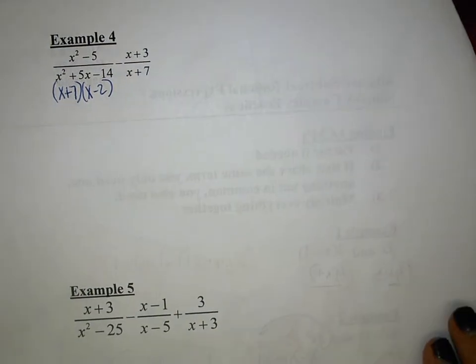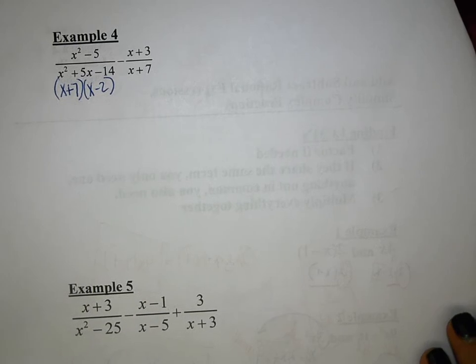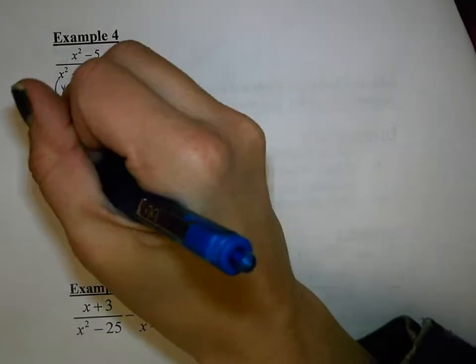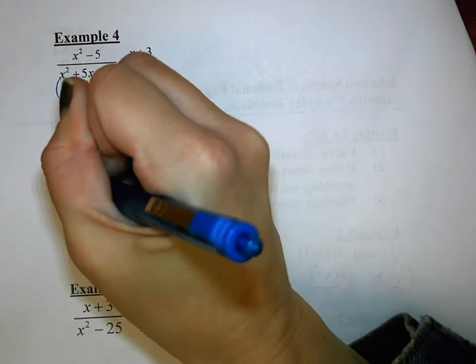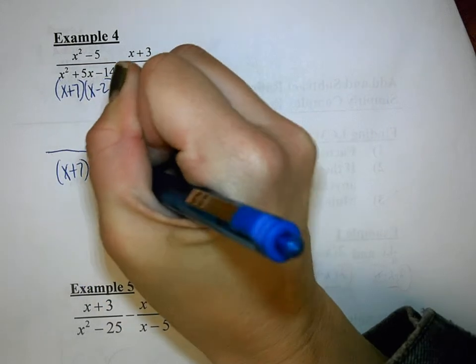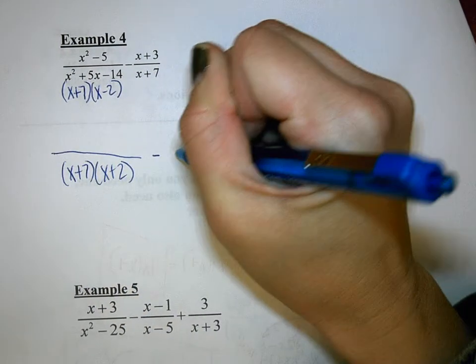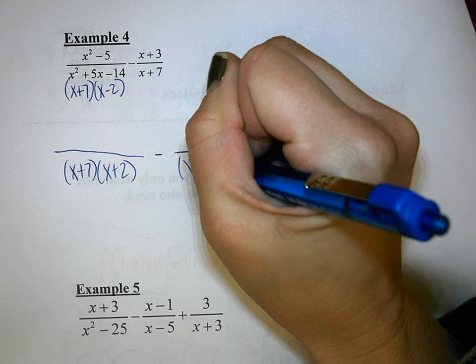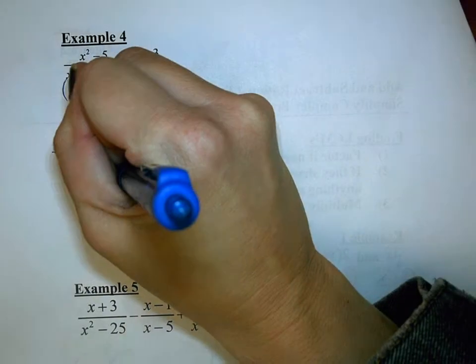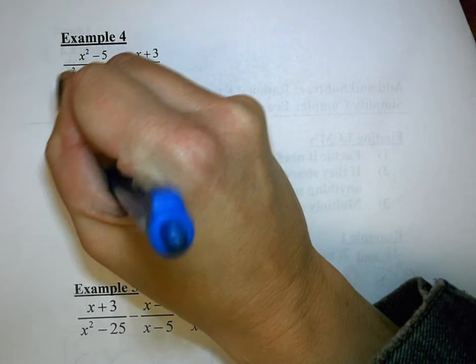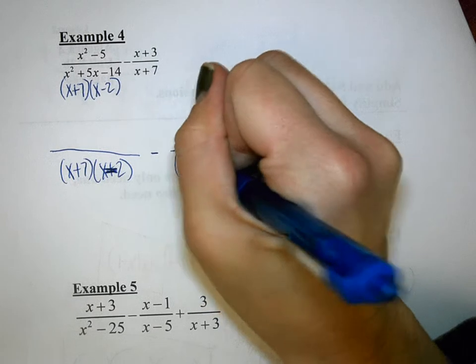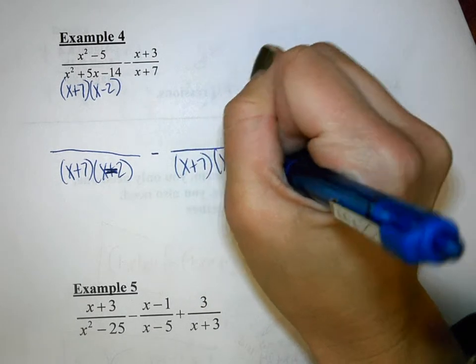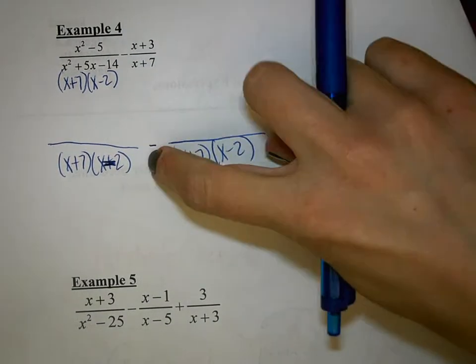So what do you think my common denominator will be on this problem? Very good. x plus 7, x minus 2. So I'm going to rewrite each of these fractions. x minus 2. Thank you. That was supposed to be a minus 2. x plus 7, x minus 2. Okay, and don't forget we had that minus there.